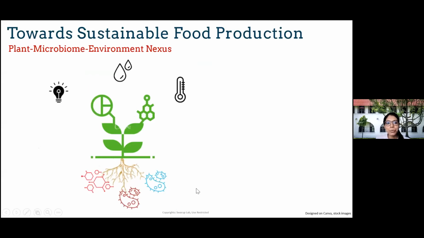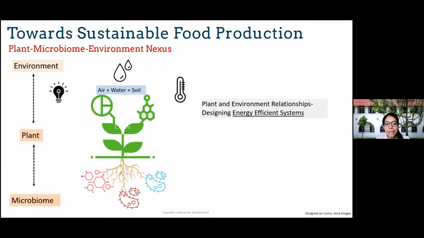So now that I've introduced plant and microbiome and a bit about environment, I want to complete the equation. If we are looking at sustainable food production, or practices which promote it, we have to carefully look at all three elements and take them as a nexus, as a connection. You have to look at plant and environment, because plants immediately respond to environmental stimuli. At the same time, we also have to look at plant and microbiome associations, and to complete it, environment and microbiome associations. So it's a nexus where they all interact with each other.